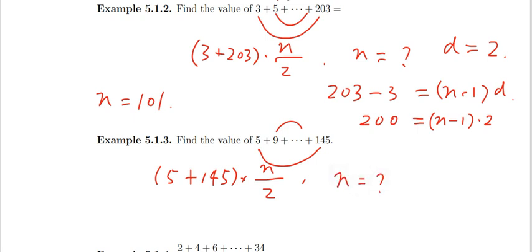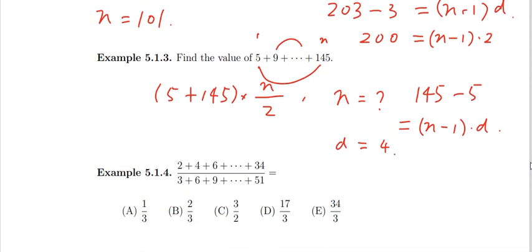So we say this last one, we regard this as the first one, and this is n. So minus 5 equals n minus 1 multiplied by d. So what is d here? D equals 4, right? So from here we can find this n.